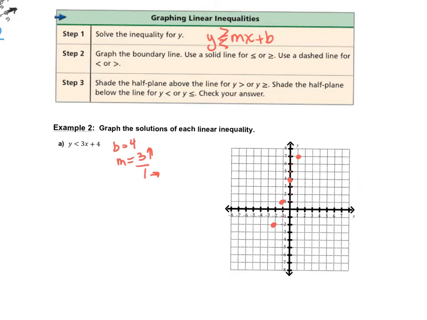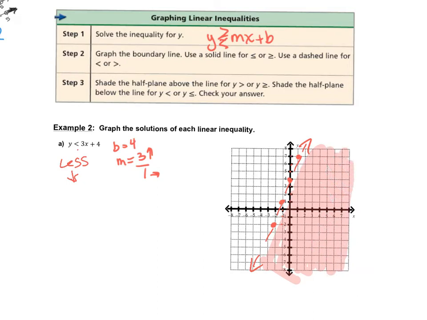Now you're going to ask yourself, is it a solid or is it a dashed line? There's no extra ink, so it's not solid, it's dashed. Now, this symbol says less than. Less is below. So I would presume that all of the points in the shaded area are solutions.